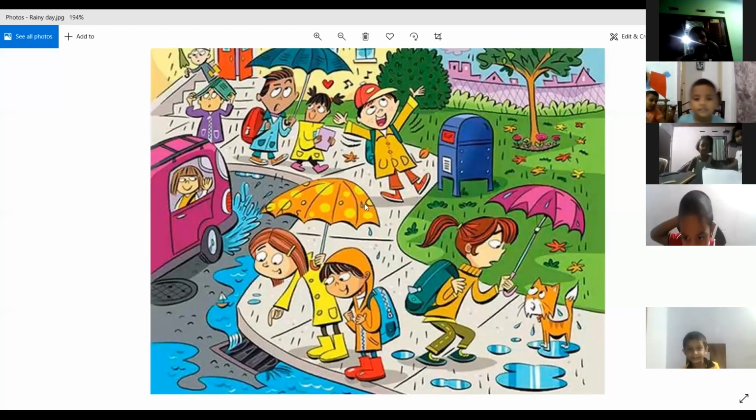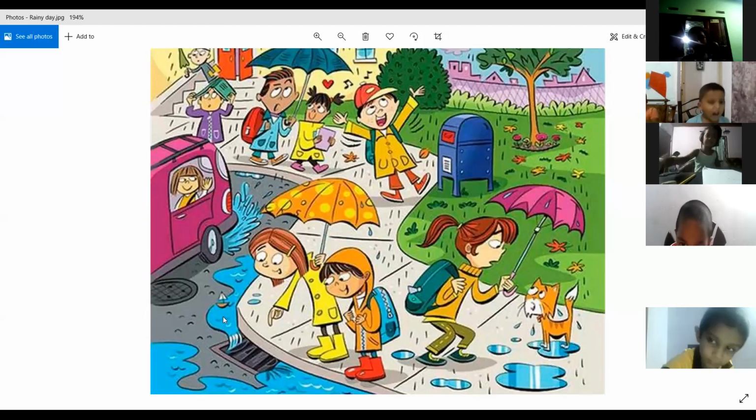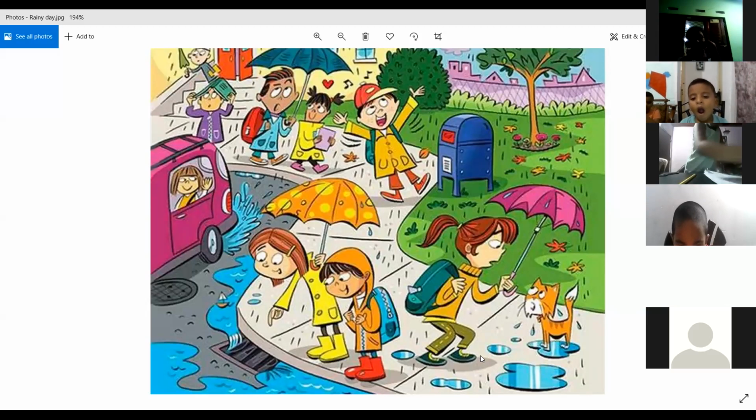Rainy day. Yes, it is raining. Okay, it is raining. Wahinawa. Okay. See, there are puddles. We can see puddles. Okay, we can see puddles.